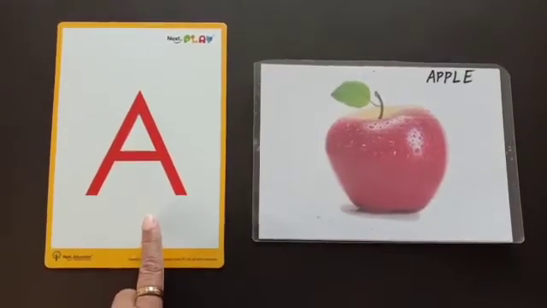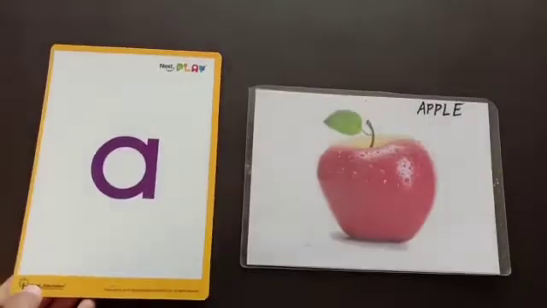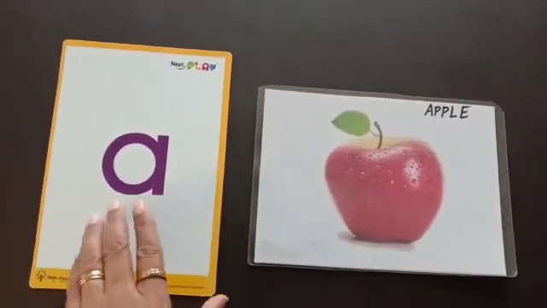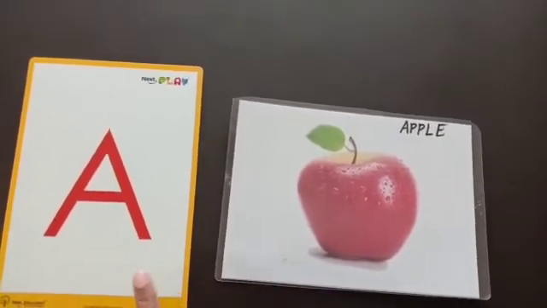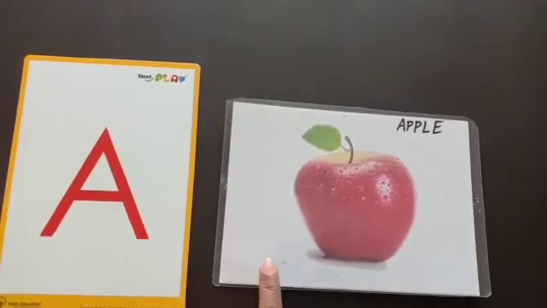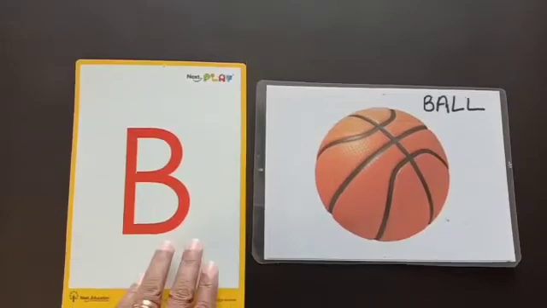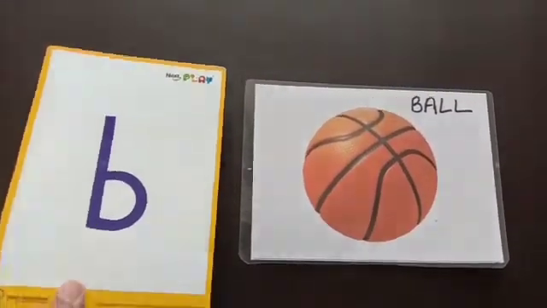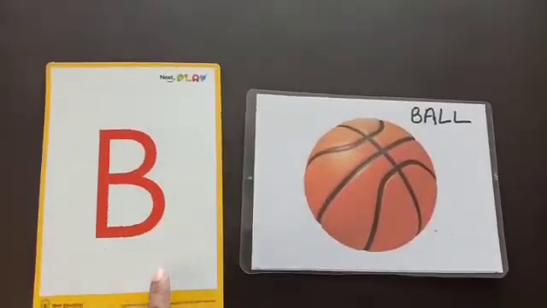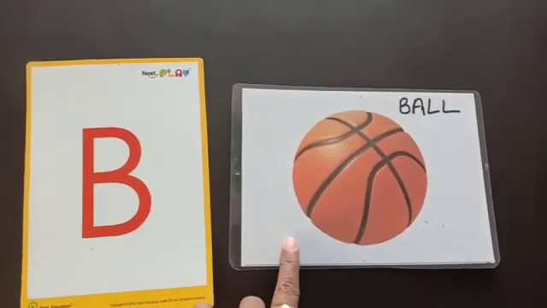This is capital A and this is small a. A for apple. A for apple. This is capital B. And this is small b. B for ball. B for ball.